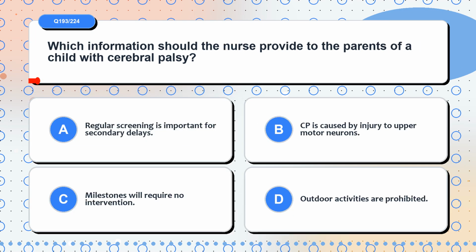Question 193. Which information should the nurse provide to the parents of a child with cerebral palsy? Here are the options. Option A. Regular screening is important for secondary delays. Option B. CP is caused by injury to upper motor neurons. Option C. Milestones will require no intervention. Option D. Outdoor activities are prohibited.